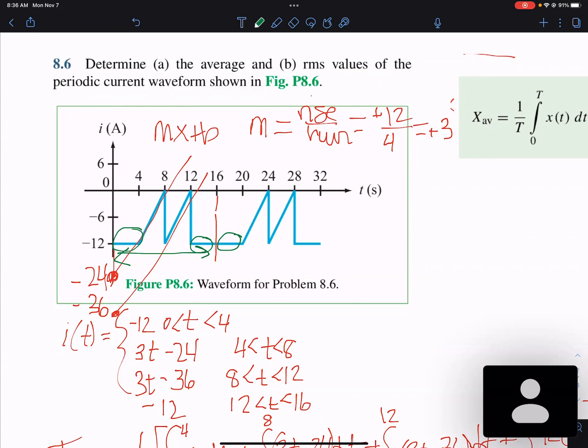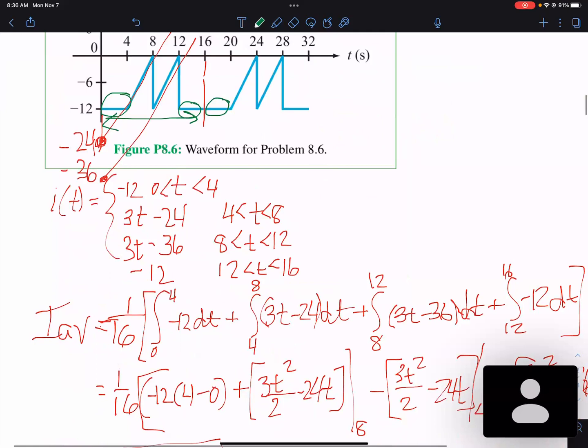Okay, so his question was, how come it's 1/16? So that time period T is your period of how often it's repeating. And in this case, it's 0 to 16. So that's why it's 1/16 there. All right, other questions?